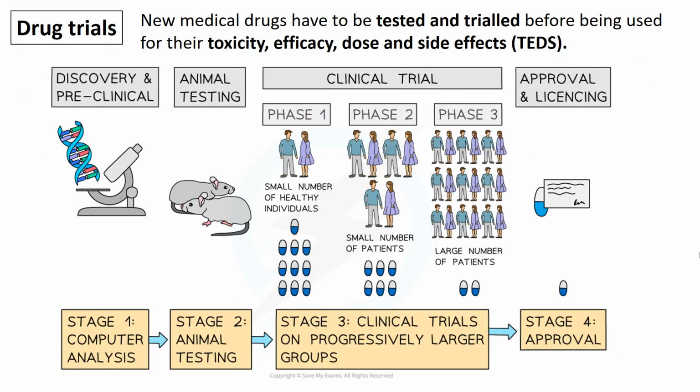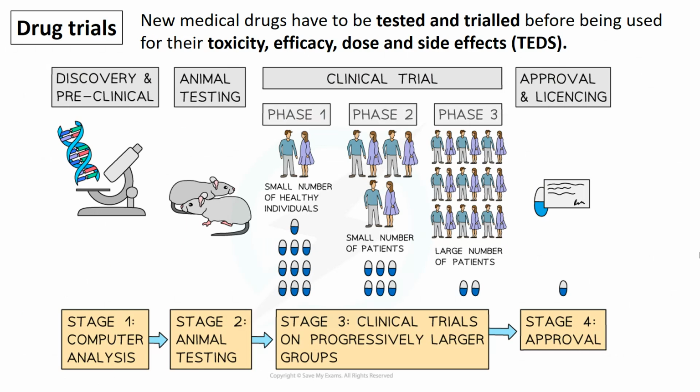In a drug trial, there are some key phases. Drugs need to be really rigorously tested and trialed because we need to look for toxicity, that means how poisonous they are, their efficacy, that means how well they work, the dose, how much we need to give patients, and any side effects that may occur.